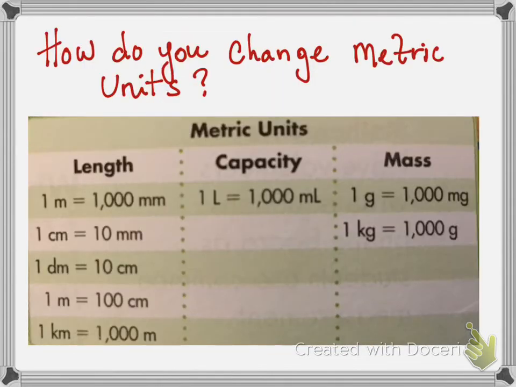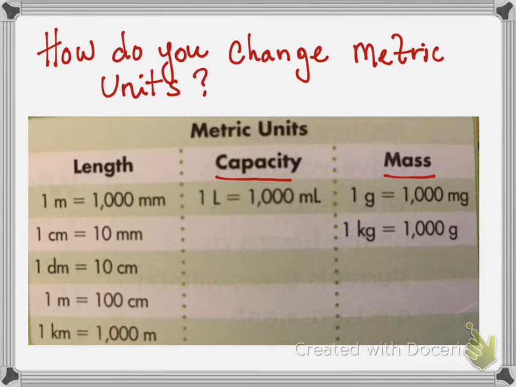Tonight's focus question is, how do you change metric units? I just want you to see this chart of the different measurements of what they're equal to in length, capacity, and mass. We have 1 meter equals 1,000 millimeters. 1 centimeter equals 10 millimeters. 1 decimeter equals 10 centimeters. 1 meter equals 100 centimeters. 1 kilometer is equal to 1,000 meters. In capacity, 1 liter is equal to 1,000 milliliters. And in mass, 1 gram equals 1,000 milligrams, and 1 kilogram is equal to 1,000 grams.